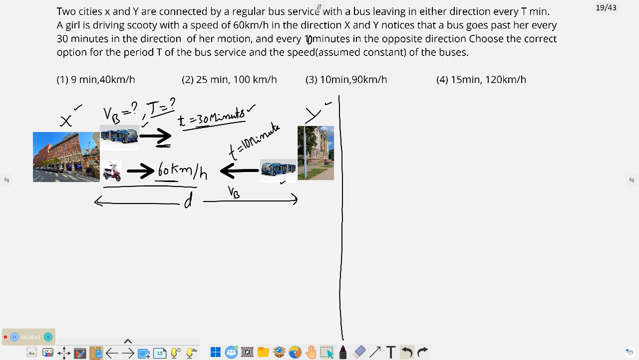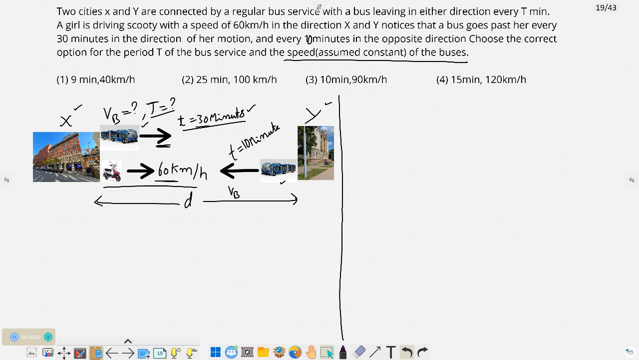Similarly, one bus started from Y. After what time is another bus going to be released? They are asking us to calculate the time period of release of the buses from the station, and also to find the speed of the buses. They are moving in the same direction, taking 30 minutes to cross the scooty, and it takes 10 minutes to cross the scooty in the opposite direction.